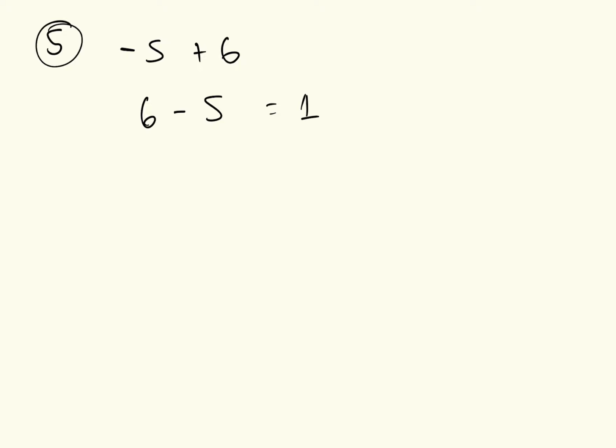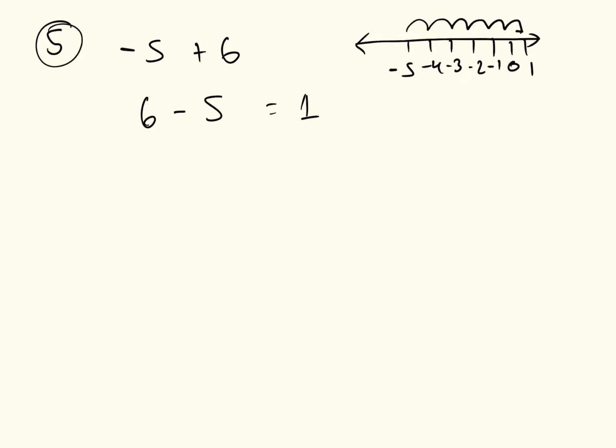And the same thing works with the number line. You can plot it on a number line, negative 5, and you're moving to the right because you're adding. Negative 4, negative 3, negative 2, negative 1, 0, 1. 1, 2, 3, 4, 5, 6. And you get the same answer of 1.